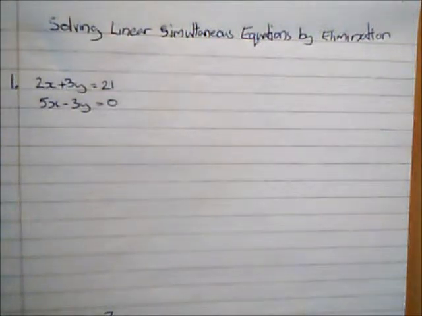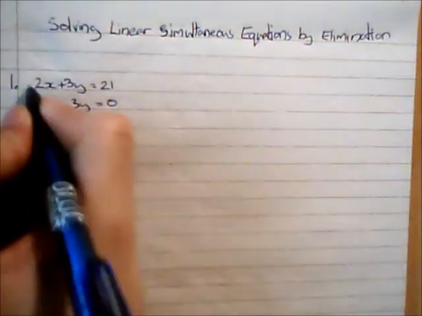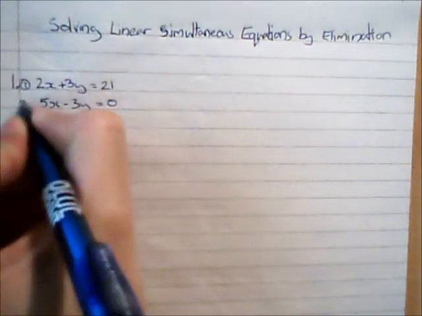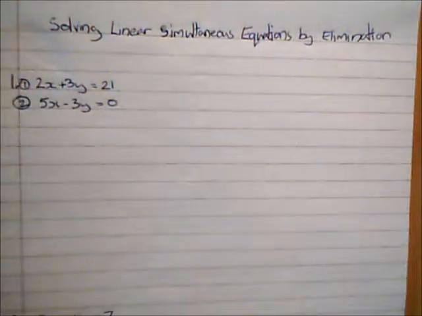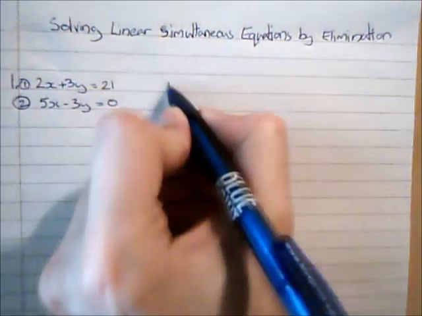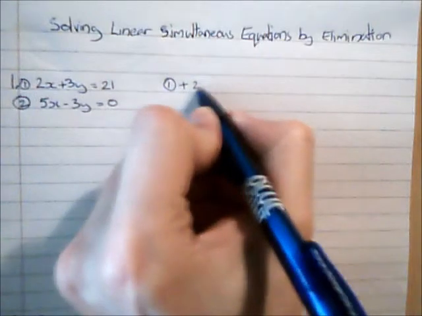Now, in order to eliminate one of the variables, I need to either have the same number of one of the variables in each equation, or I need to have opposites in terms of one being positive and one being negative. So in this case I have positive 3y in the first and negative 3y in the second. So I'm going to number these 1 and 2, and then I'm going to do equation 1 added to equation 2.